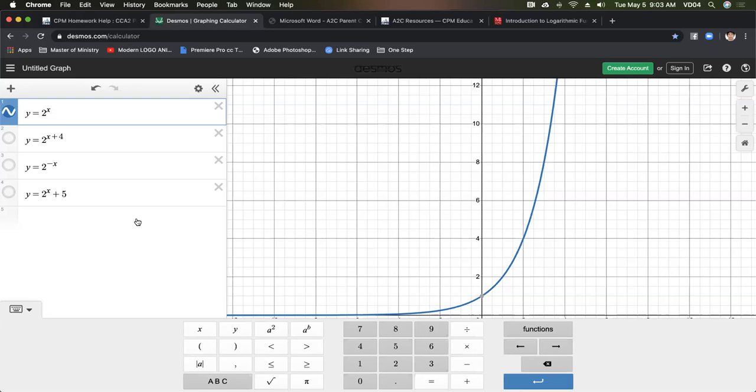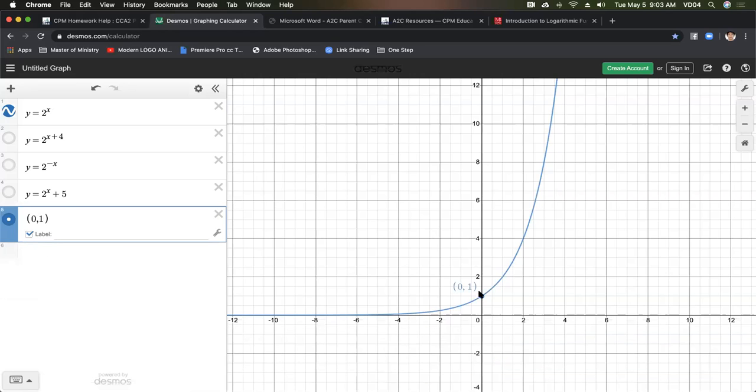So let me add here, when x is equal to 0, let's use the ordered pair. When x is equal to 0, y is equal to 1. Okay? Yes. And so we can see that in our graph, the point (0, 1). So for sure, the graph will pass through that point. So we can just figure that out.